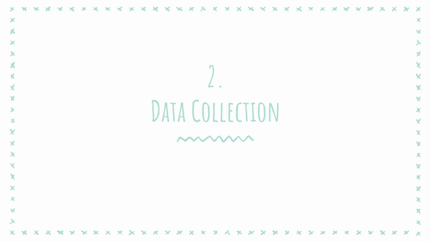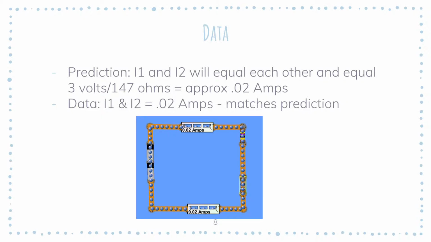Now to go into the data itself. There were multiple questions in this lab, so I will do my best to summarize as we go. The first thing to consider is the amount of current in the circuit. Based on Ohm's law, the current should equal voltage over resistance, or 3 volts over 147 ohms, which is equal to approximately 0.02 amps. As per the data, I2 and I1 are both equal to 0.02 amps, which matches our prediction.